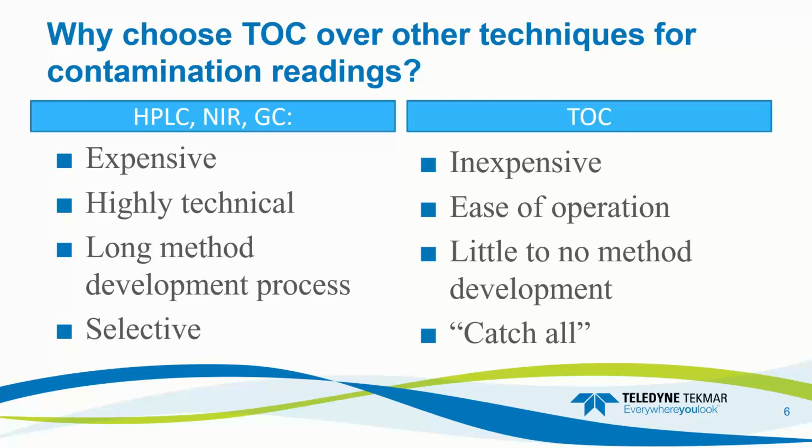So why do we want to do TOC? There's other techniques out there, but TOC is a catch-all. What do I mean by catch-all? I'll explain a little bit here. When we look at different techniques such as HPLC, NIR, or GC, those could be highly expensive, highly technical, with a long method development process, or they could be very selective. In some cases, we want to be a catch-all. We don't want to be as selective. We want to convert all carbon over for measurement.